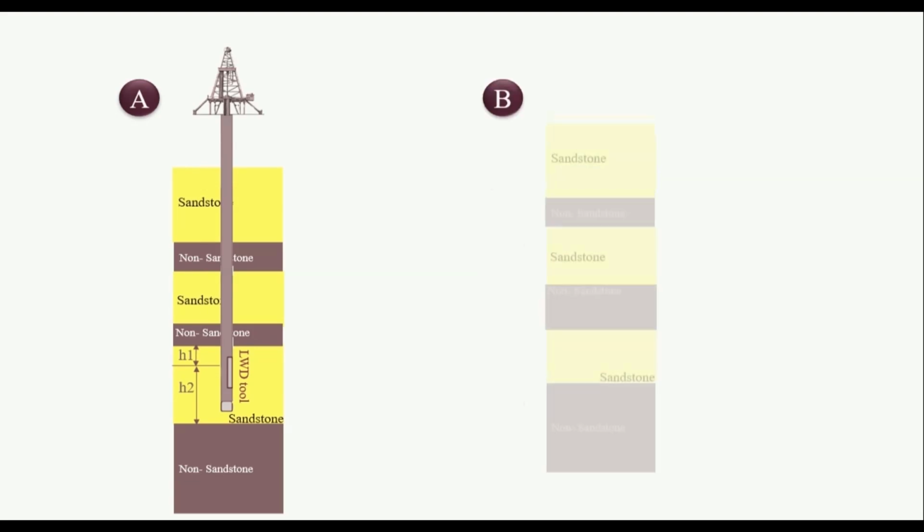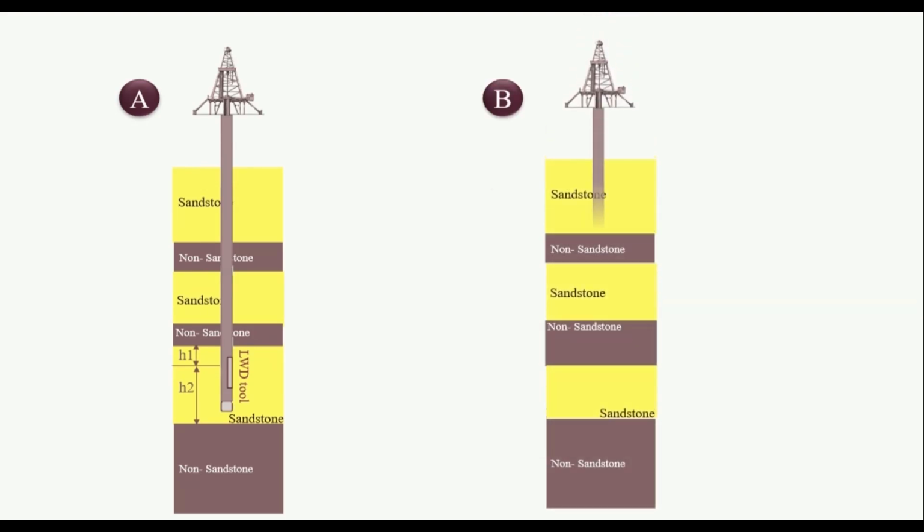In Figure B, where thin sandstone reservoirs appear, regardless of the distances H1 and H2, if the drill bit has already drilled out the sandstone reservoir, the model becomes inapplicable. This situation is common due to the presence of interlayers, rendering the model unsuitable for vertical wells.